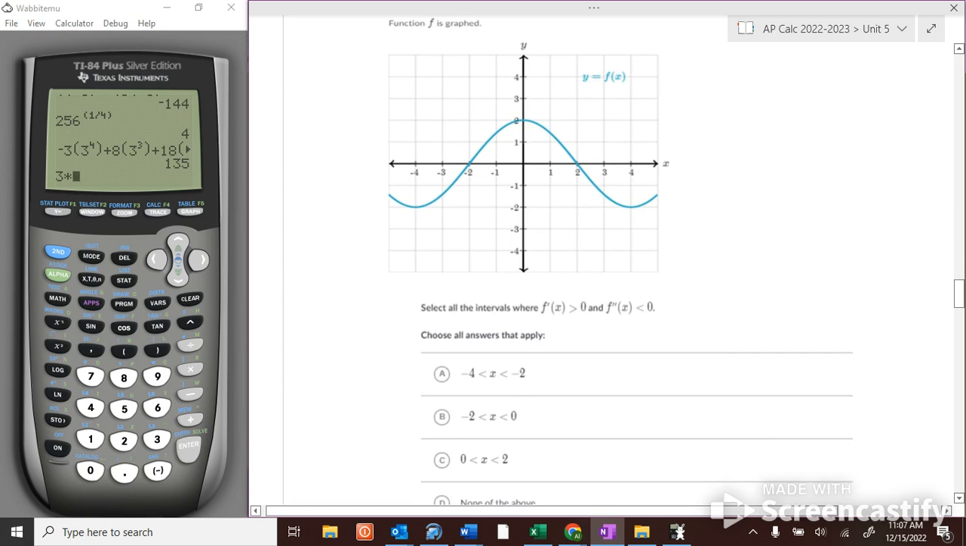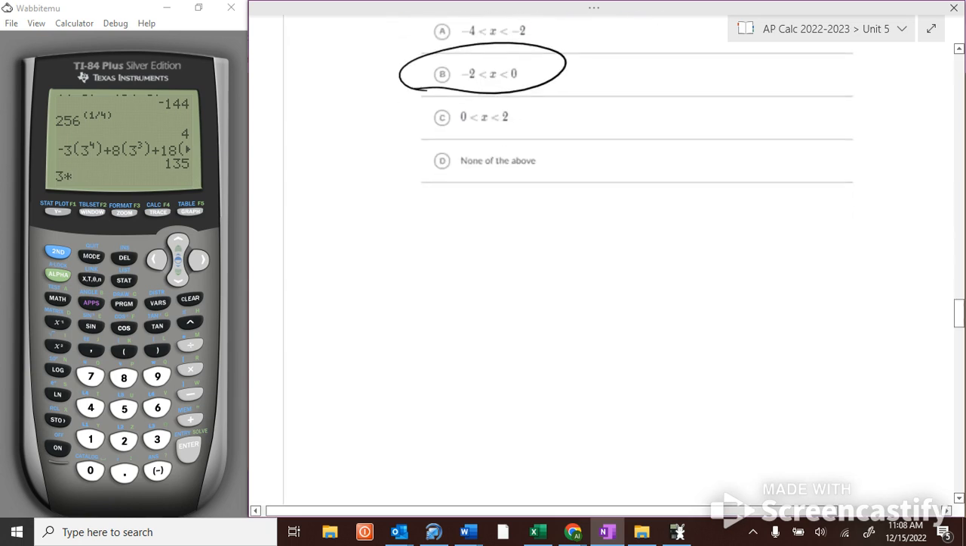Looking at this function, okay, looks like a cosine curve. Let's multiply by 2. Select the intervals where the first derivative is positive, so slope is increasing, and the second derivative is negative, concave down. So increasing slope, concave down. Changes concavity there and there. Concave down, increasing slope from there to there. Looks like that's a winner from -2 to 0. Okay. All right.